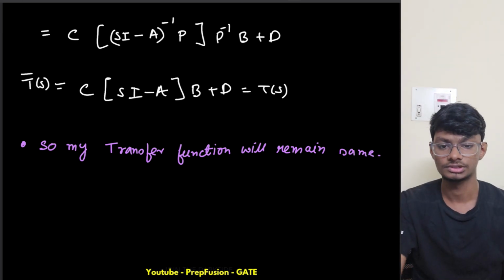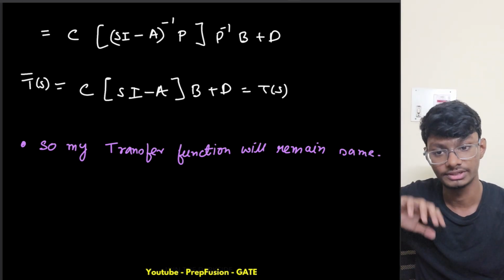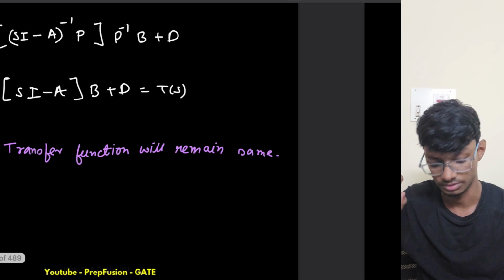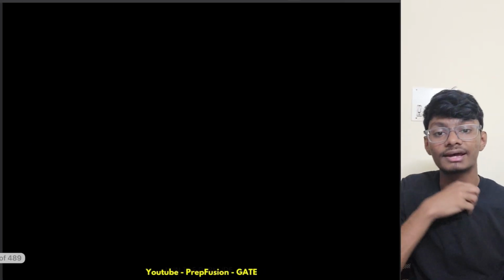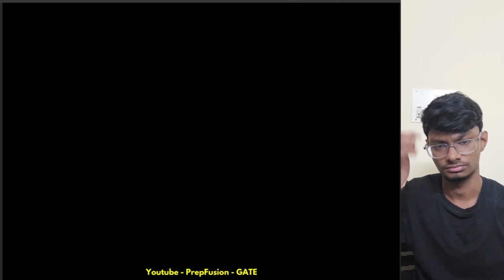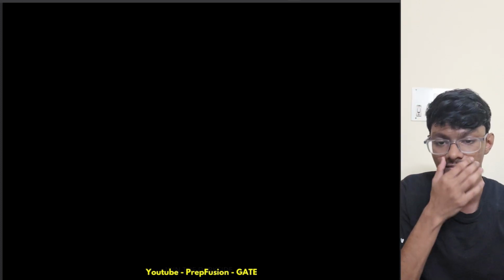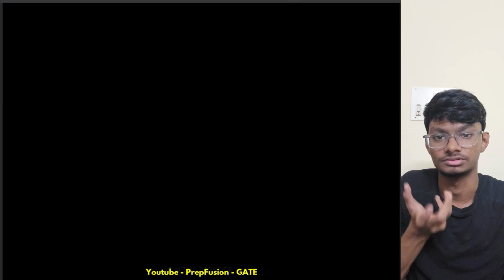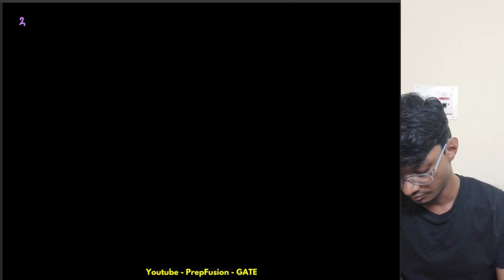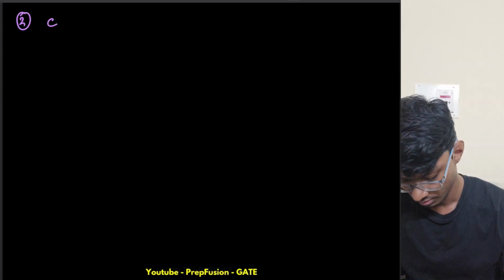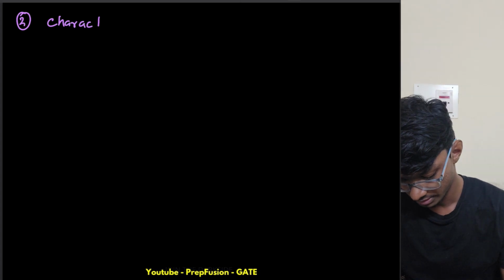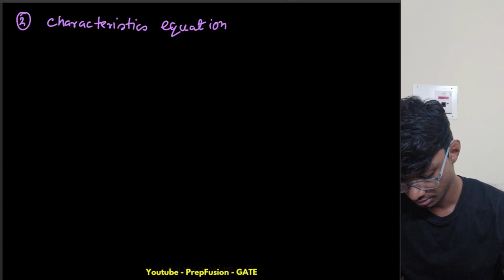Okay, so yeah, this is basically the invariance property, the first one, the transfer function. Now let's check whether my characteristic equation will also remain the same. My transfer function is the same, so my characteristic equation should also remain the same. According to intuition, that's what intuition says. So let's check the characteristic equation.